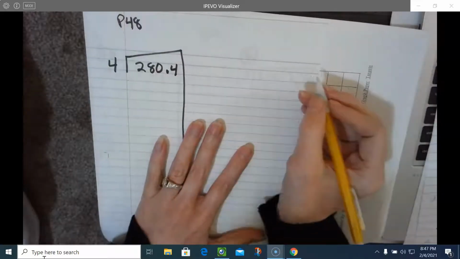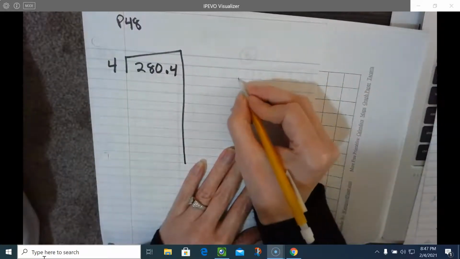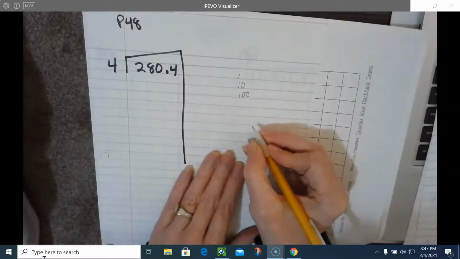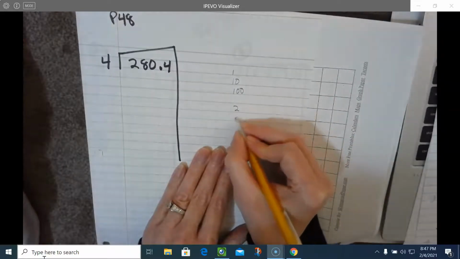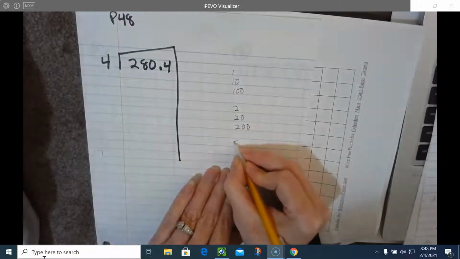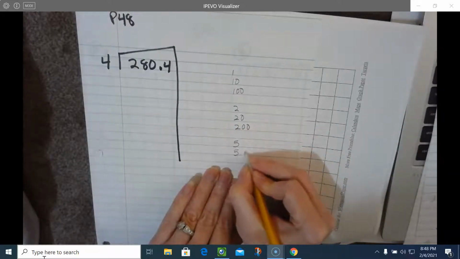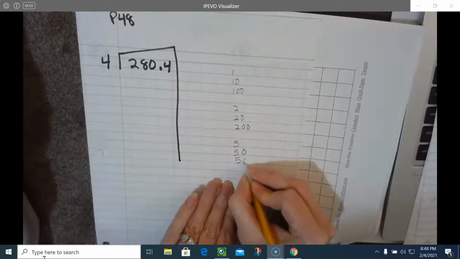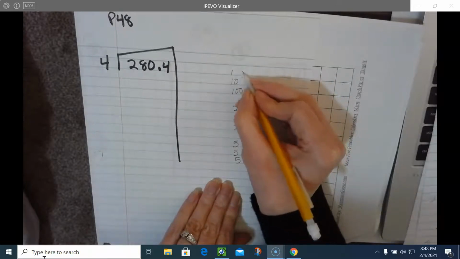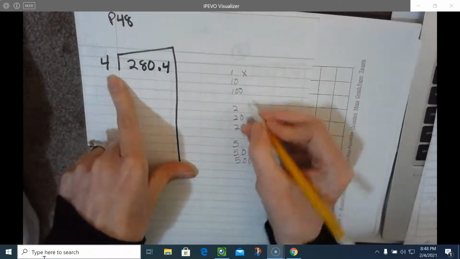So I'm going to start with what I know from last week. I did ones, tens, and hundreds. Then I did twos, 20s, and 200s. And then I did fives, 50, and 500. Now, I'm going to multiply those by 4.